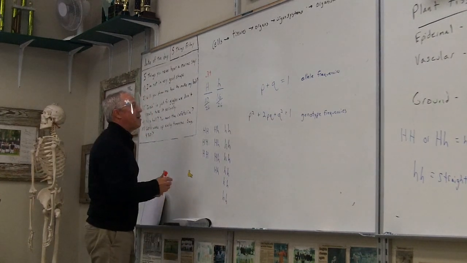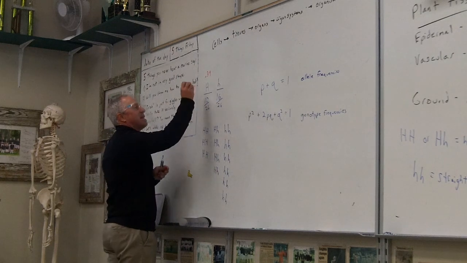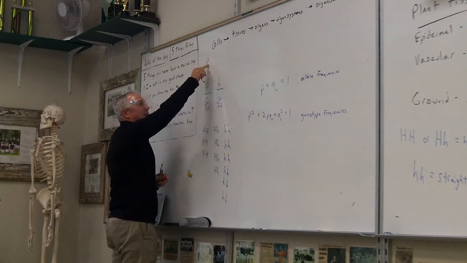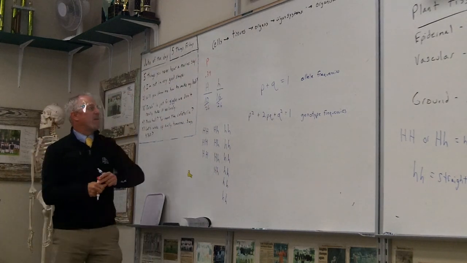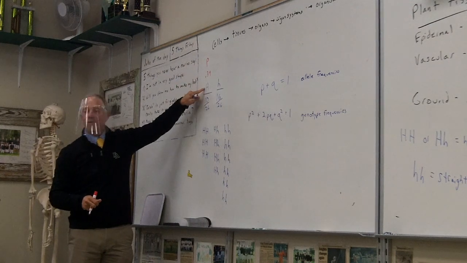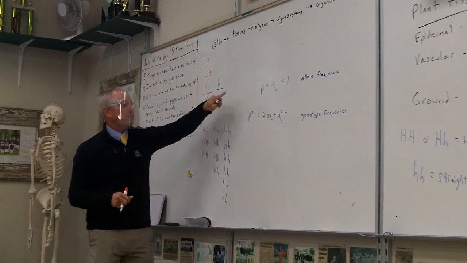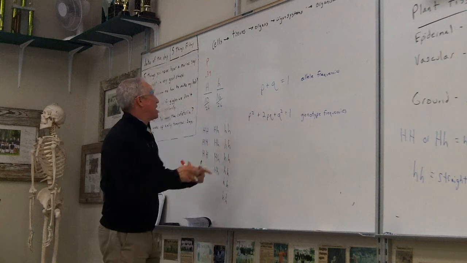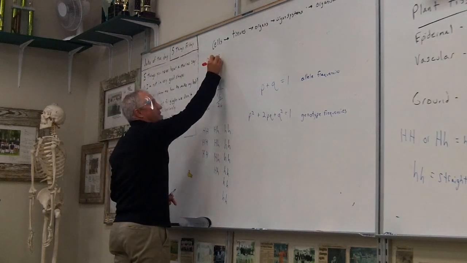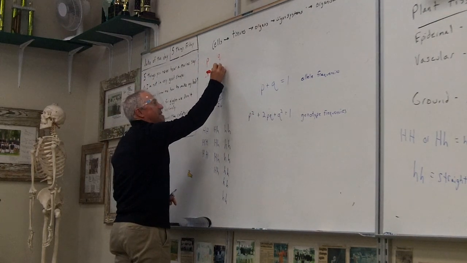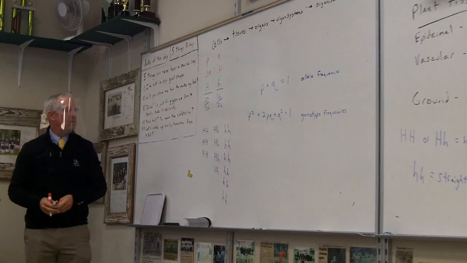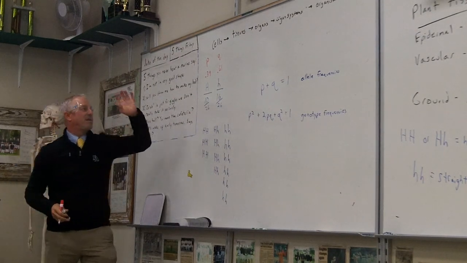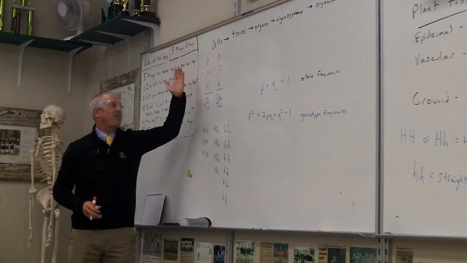P represents the frequency of the dominant allele. That's what the letter P represents. P represents the allele frequency of the dominant allele. And Q represents the allele frequency of the recessive allele. And it always has to add up to 1, because a certain percentage are P and the rest of them are Q.